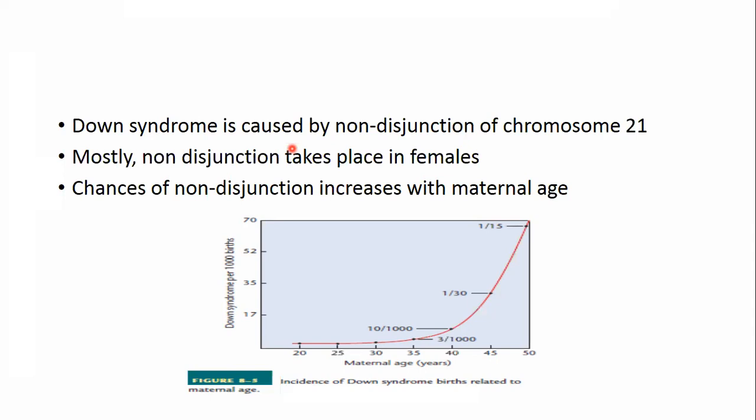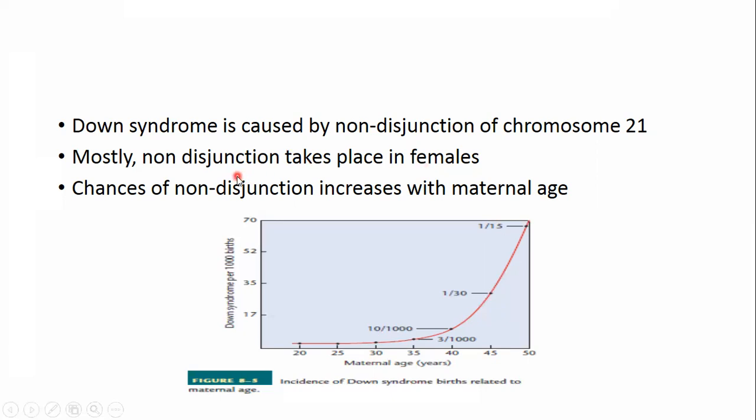So in that case, the female may form a gamete that carries two copies of chromosome number 21. So if that gamete of the female carrying chromosome 21 in pair form is fertilized by a normal sperm, that can cause the trisomy condition in the offspring, and that offspring is affected with Down syndrome. So non-disjunction mostly takes place in the ovum of the females, in the eggs of the females.